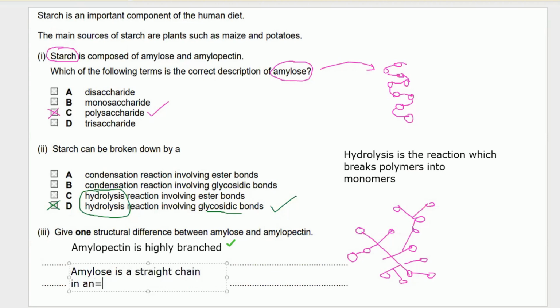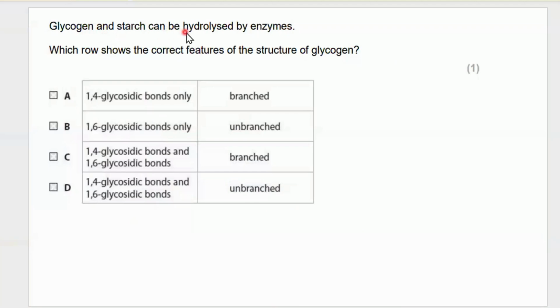Amylose is a better long-term storage molecule. It's a coiled chain. It's got like an alpha coil, coiled like a spring, but it's actually a straight chain with no branches.